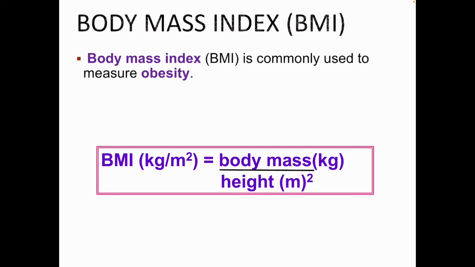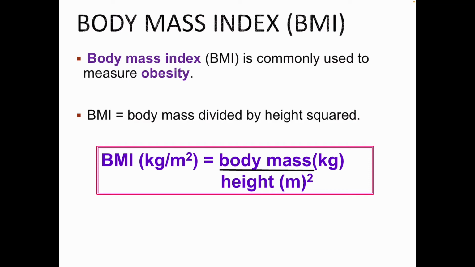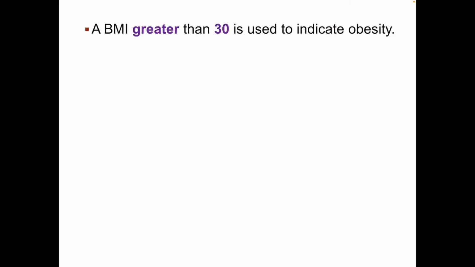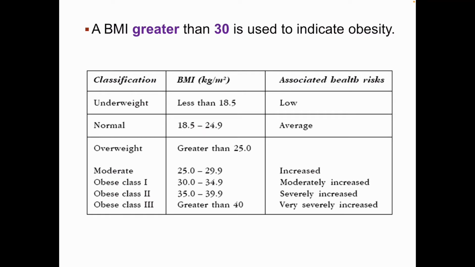Body mass index, or BMI, is commonly used to measure obesity. The formula for calculating BMI is body mass in kilograms divided by the height in metres squared. A BMI greater than 30 is used to indicate obesity. A BMI greater than 25 would indicate being overweight, and a BMI between 18.5 and 24.9 would be considered normal.